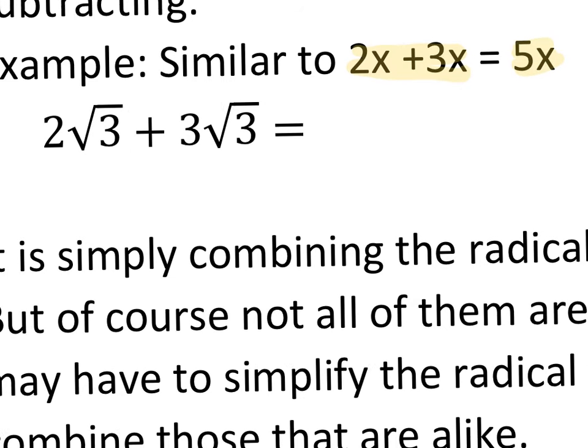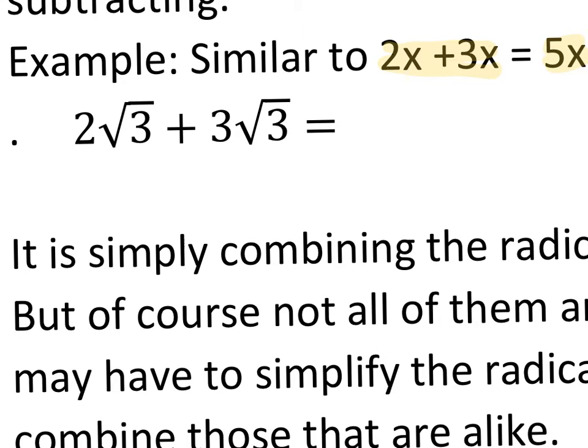And that's exactly what happens with radicals. It's kind of like treating the radical as if it were a variable, okay? So you could imagine this saying 2 of these x's plus 3 of these x's. It's going to be a total of 5 of those x's. But instead of x's, we have the square roots of 3.